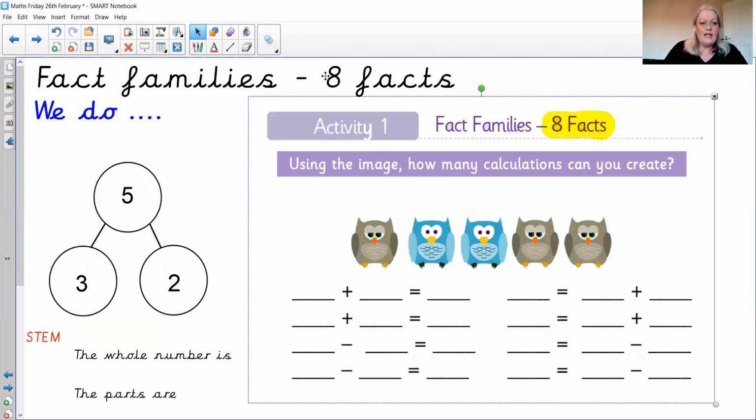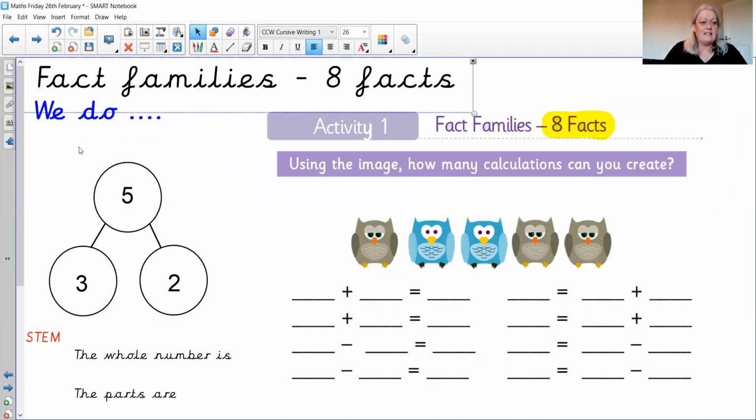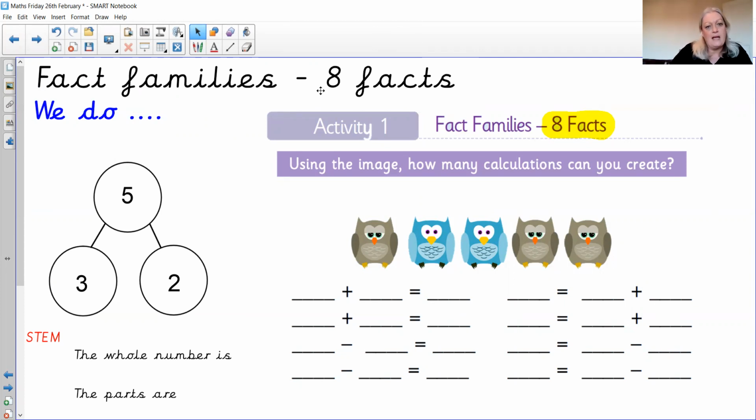Okay, today we're looking at fact families. So that is all the number sentences that you can make. And we're going to make 8 different facts. So how many owls have I got? That's right. My whole number is 5. I have 5 owls. And how many grey owls do I have? That's right. I have 3 grey owls.